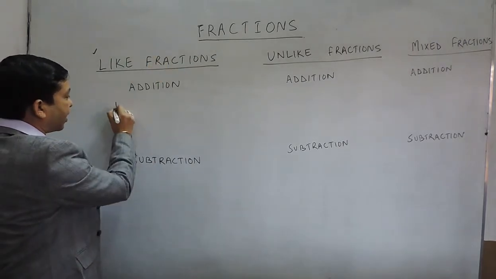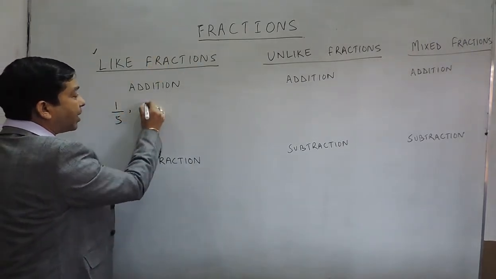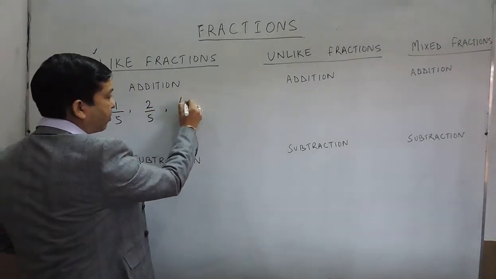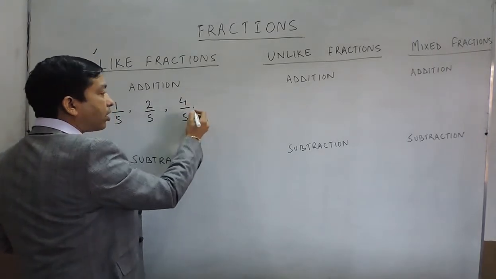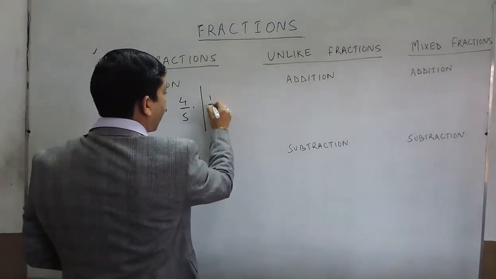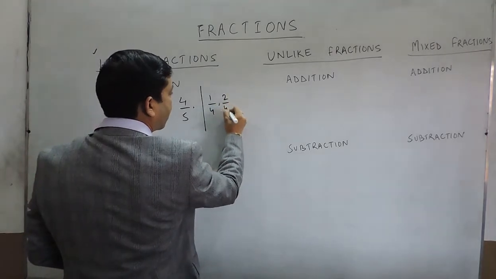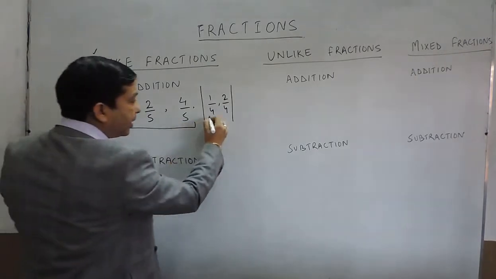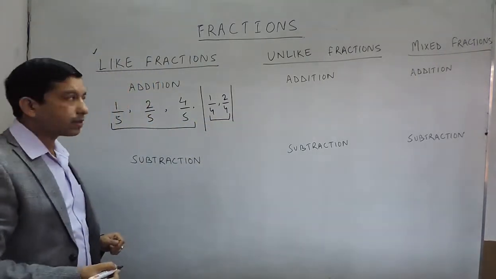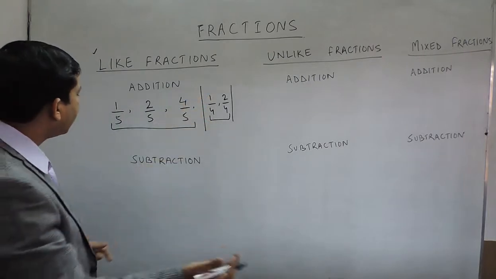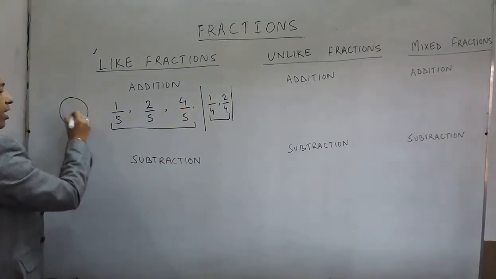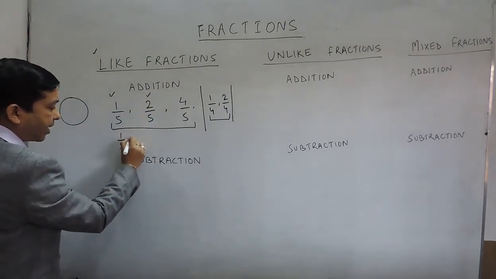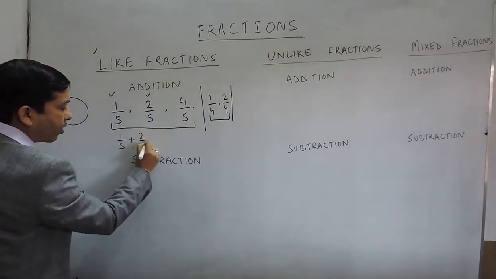The like fractions are the ones which have the same denominator, like 1 upon 5, 2 upon 5, 4 upon 5, or if we take another example, 1 upon 4, 2 upon 4, and so on. So these all are basically like fractions. When we have like fractions, if we want to add 1 upon 5 to 2 upon 5, we can write this as 1 upon 5 plus 2 upon 5.